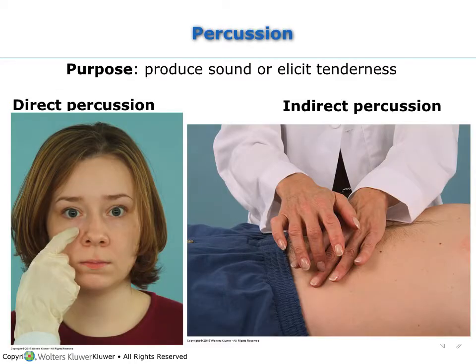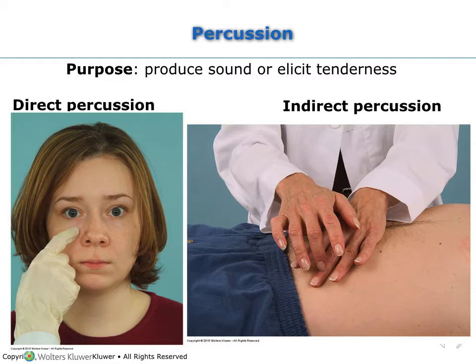Percussion is the technique that I mentioned is generally used more by advanced practice nurses, but I just wanted to point out to you the two types of percussion. There's direct percussion, where the examiner uses their finger directly on the body part to be percussed. In the picture on the left, the examiner is percussing the sinus area to elicit tenderness, which can sometimes help with determining if the patient has a sinus infection.